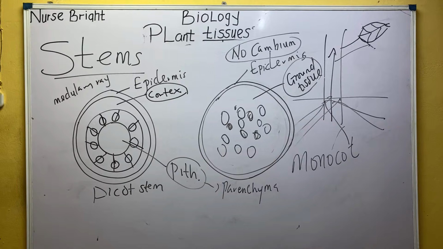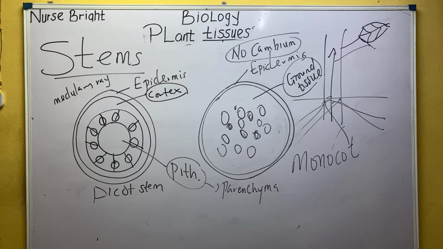In a monocot root, there is no cambium. What's the function of cambium, first of all? We said that the cambium is a meristematic tissue. They help in growth, and the growth is secondary. They produce secondary xylem and phloem, which makes the stem and root thicker.